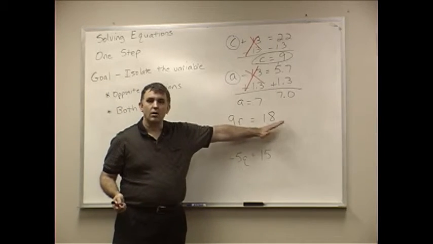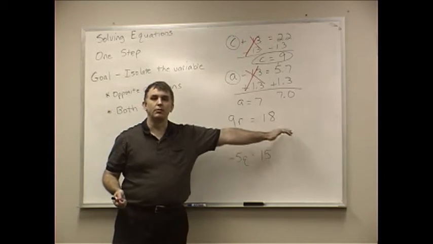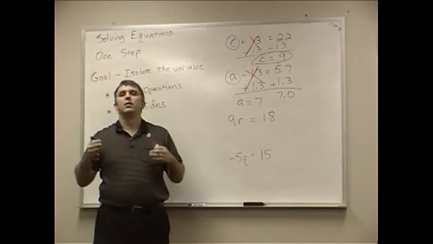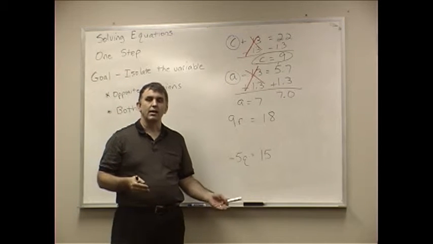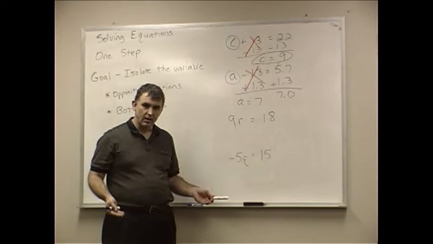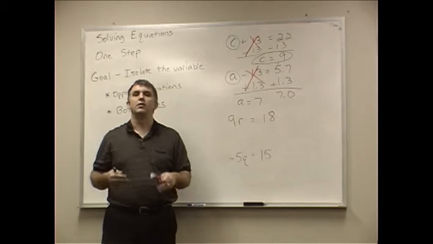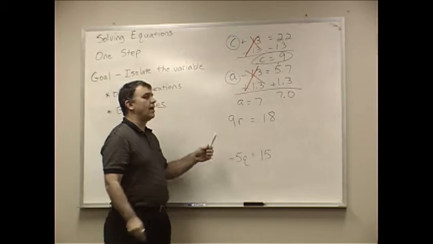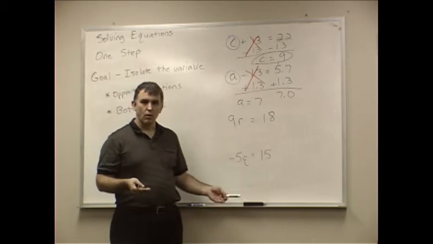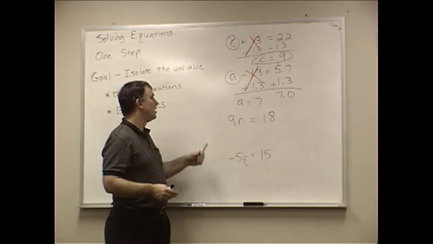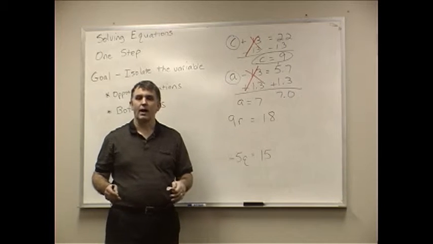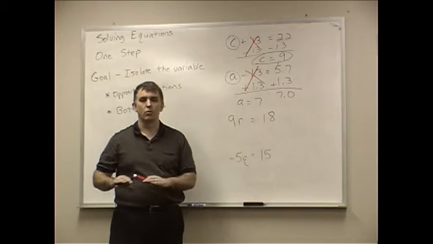Now, I have 9r equals 18 for the next one. This is multiplying. This means 9 times r. The inverse of multiplying is dividing. So the straightforward way to do this is to divide. Now there are some teachers that teach the multiplicative inverse, and that's a fancy way to say you multiply by the reciprocal. That works also. The other method is actually a little more technically correct, but this method works fine for 99% of the problems, so we're going to use it.